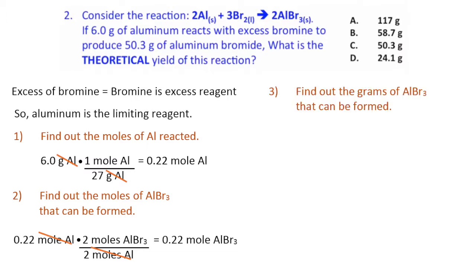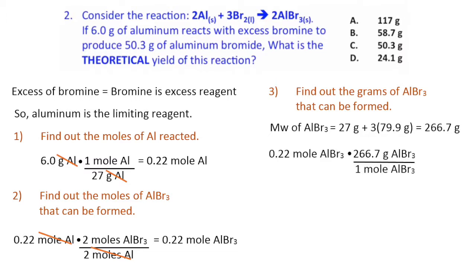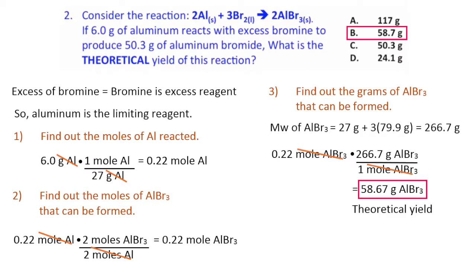Now we're going to find the grams of aluminum bromide that can be formed. We should get a molecular weight of 266.7 grams. We multiply 0.22 moles of aluminum bromide, which we found in step 2, by 266.7 grams. And we should get 58.67 grams of aluminum bromide, and the answer is choice B.